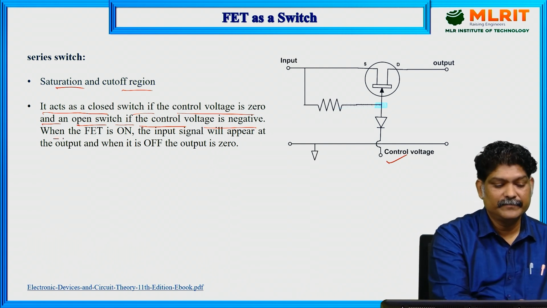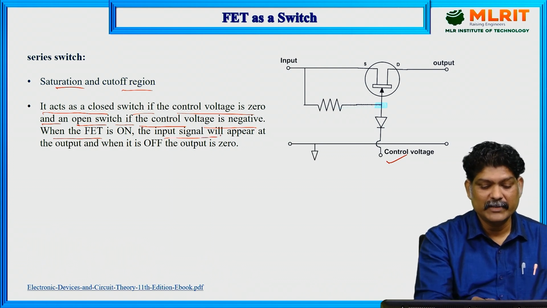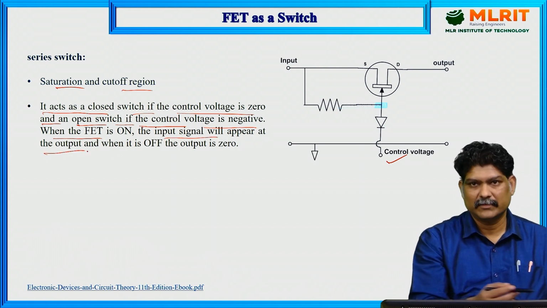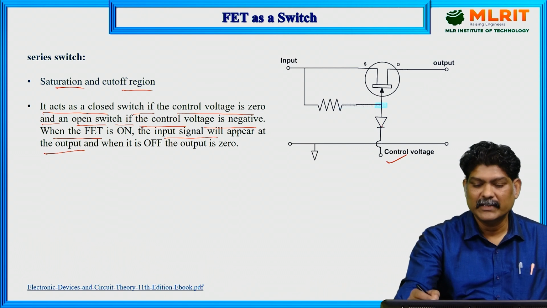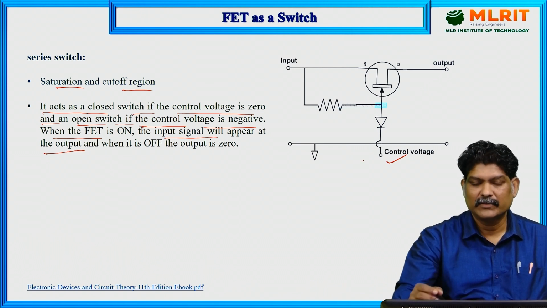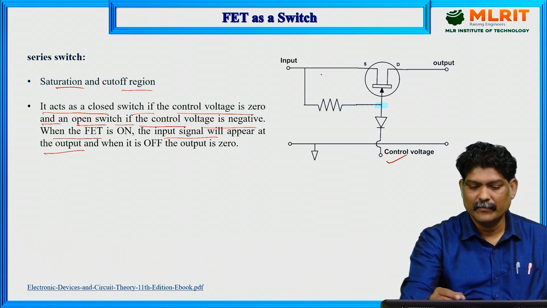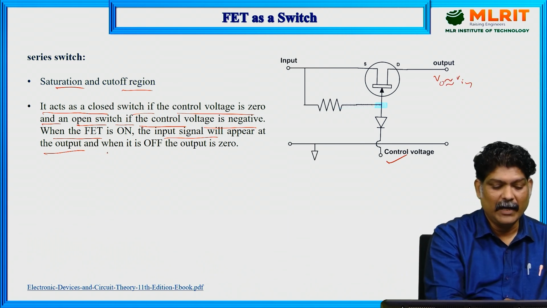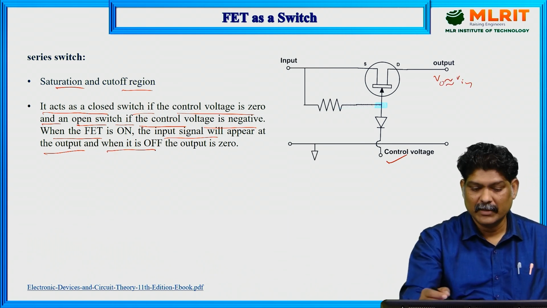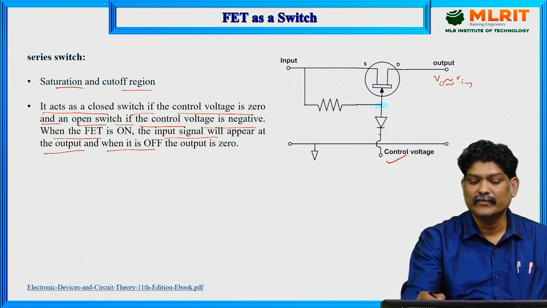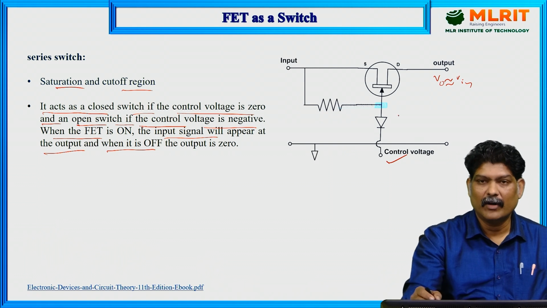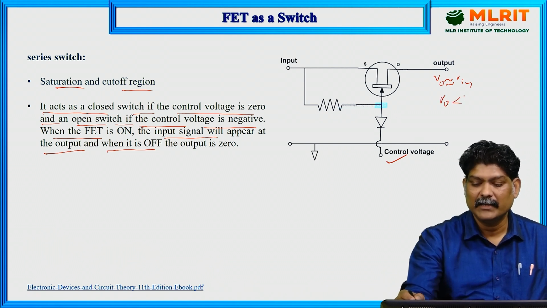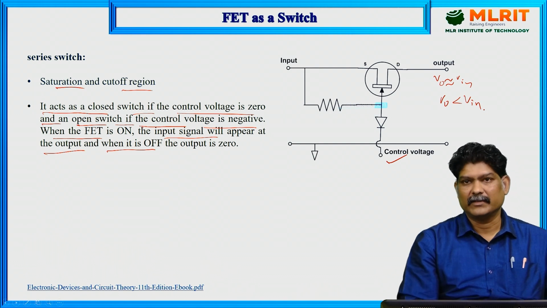So when the FET is on, the input signal will appear at the output, obviously, because it is connected in series. So for the series switch, the output is approximately equal to the input in this first case. And when it is off, opened, then Vo is less than Vin. So those are the two conditions.